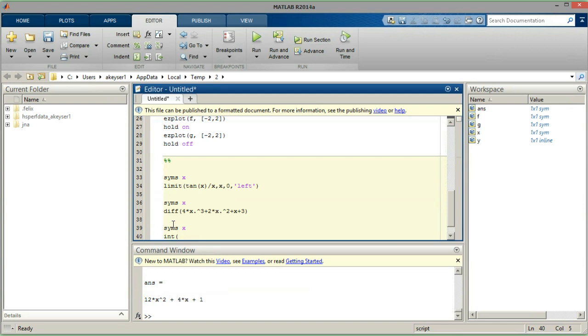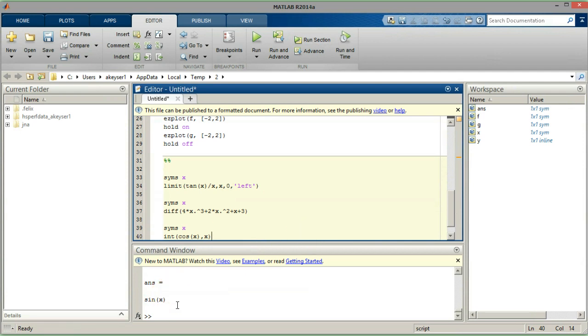Let's say we want to integrate cosine of x, just cosine of x. Then we put our variable of integration, which is x. If you want an indefinite integral, you just put the x. If we put just x, it's going to give us sine x.